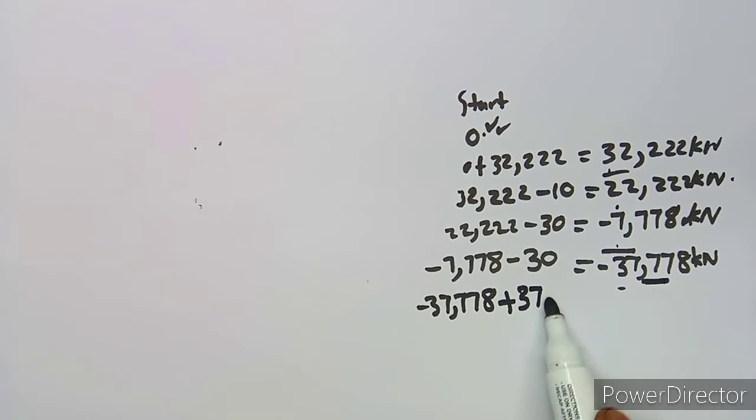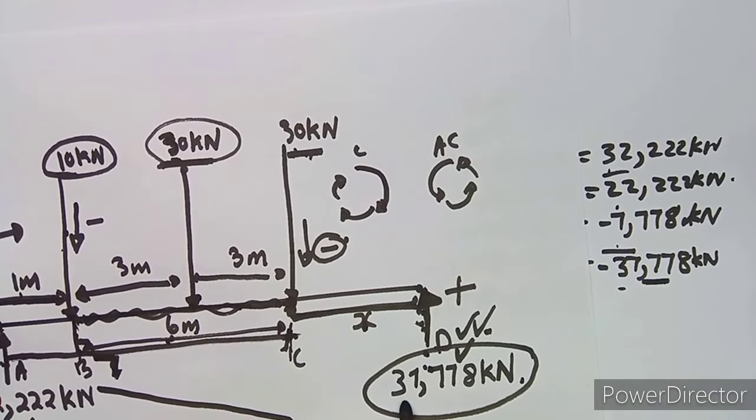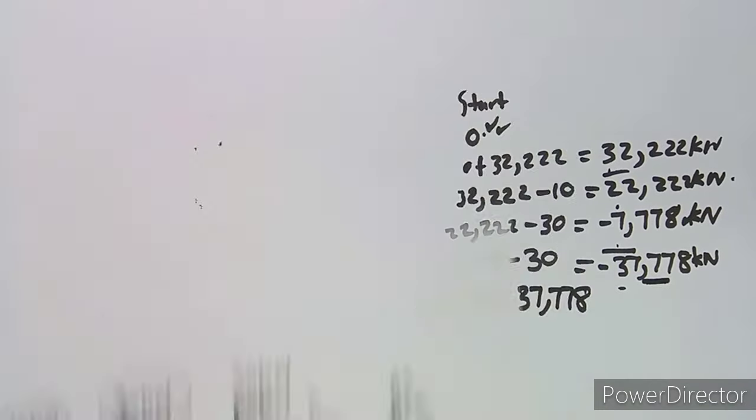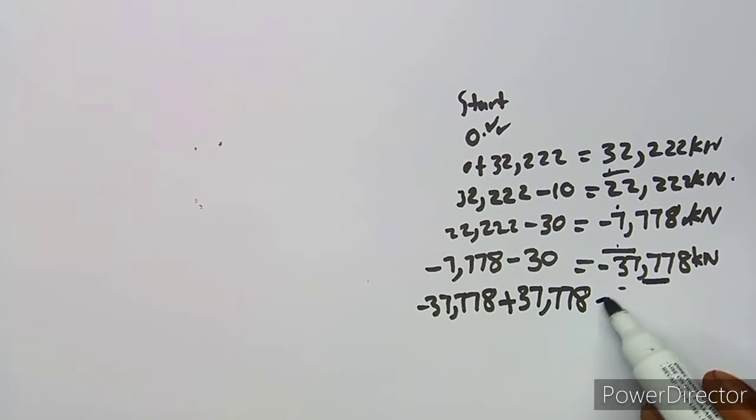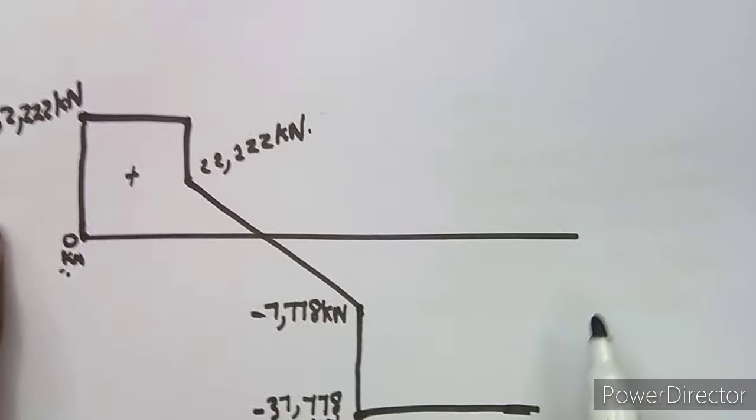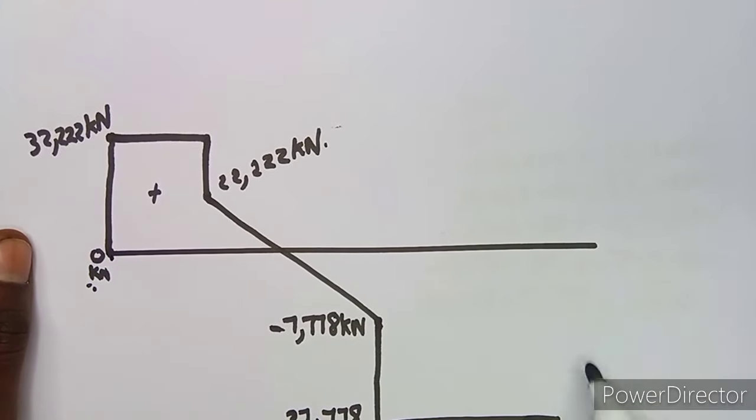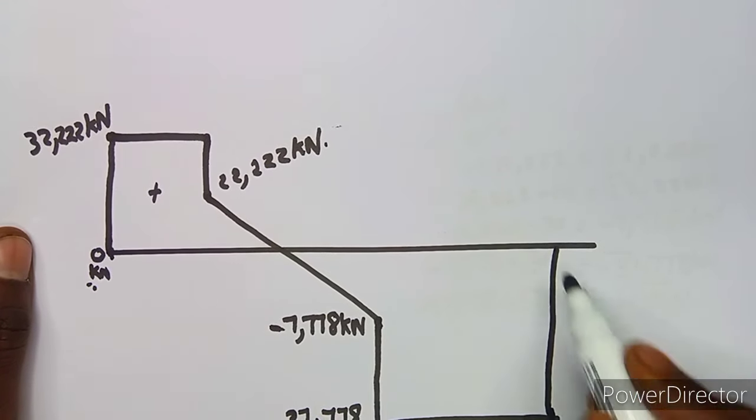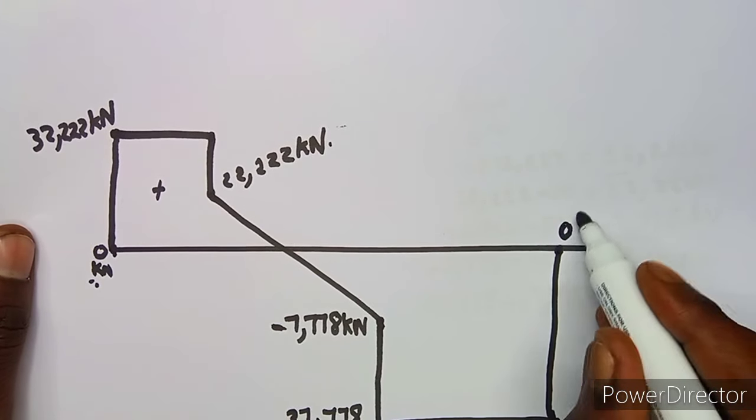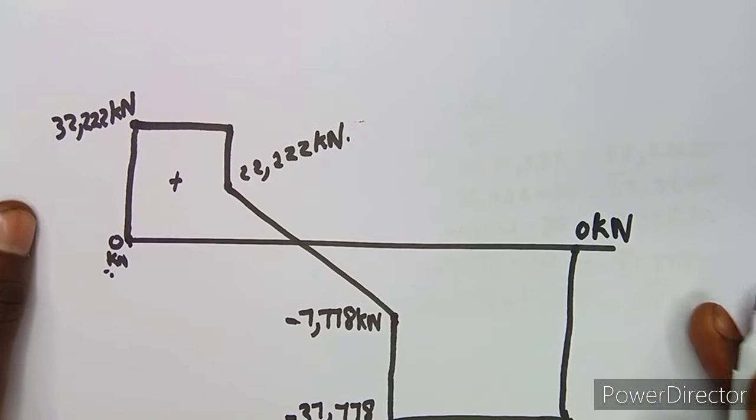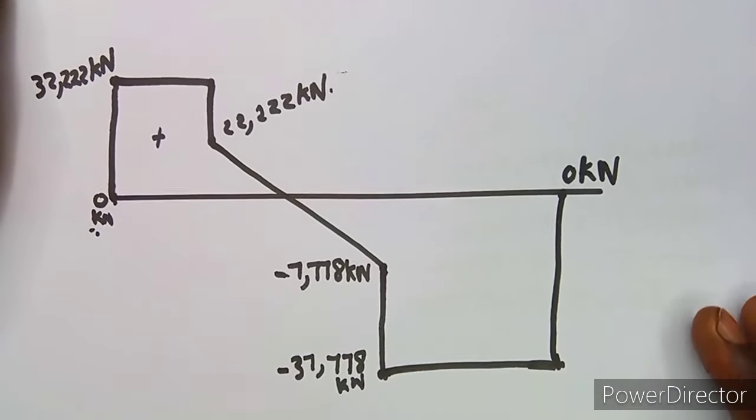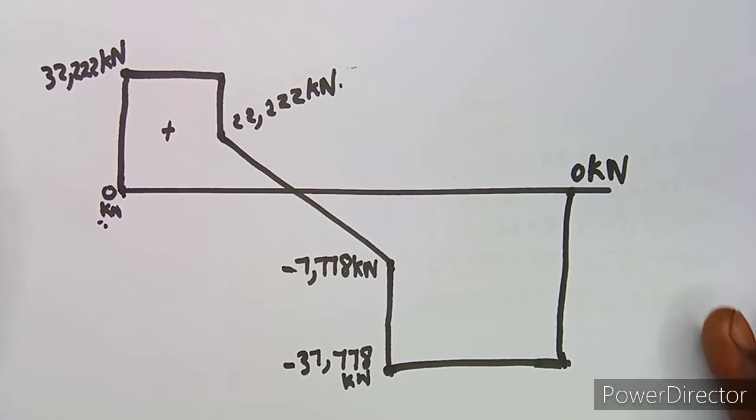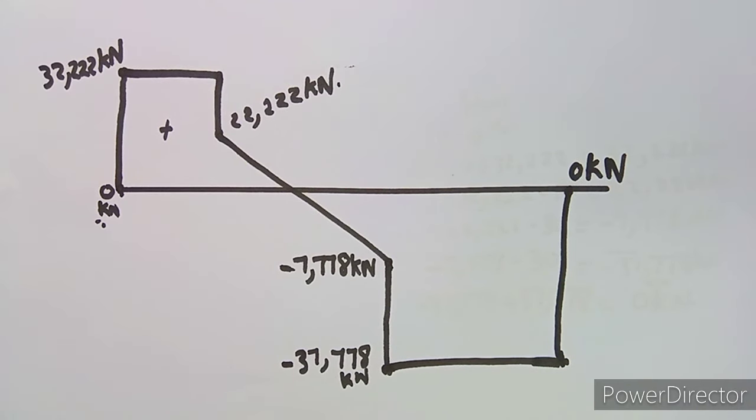We are going to add 37,778 of this support here. This support is 37,778. If you add this, you are going to obtain 0 kilonewton. And 0 kilonewton is on the horizontal, which means we are going to meet the horizontal like this, on this point. That's where we have 0 kilonewton. Now it's a closed figure, as we can see, which means the beam is in equilibrium.